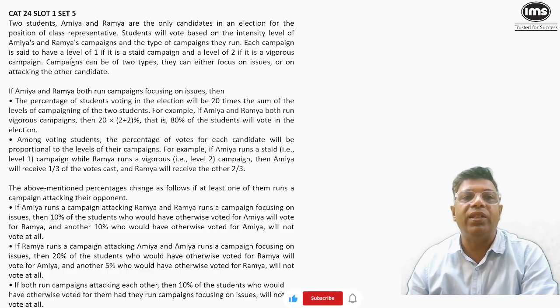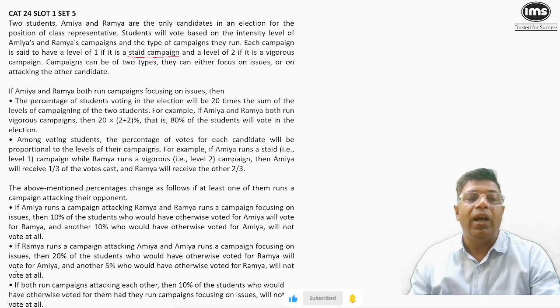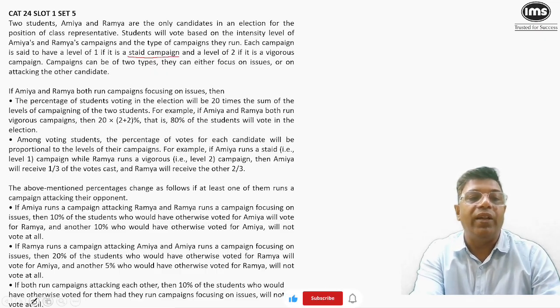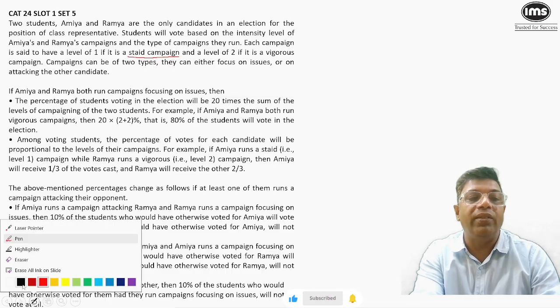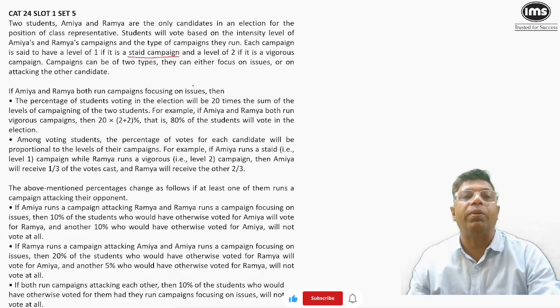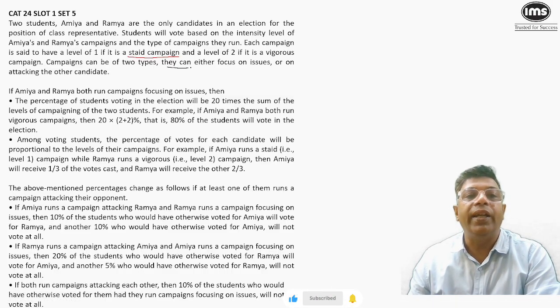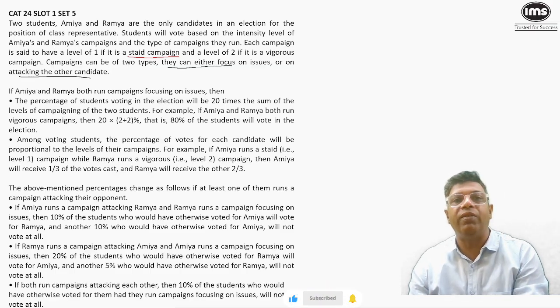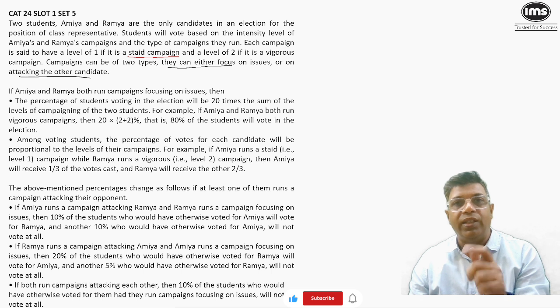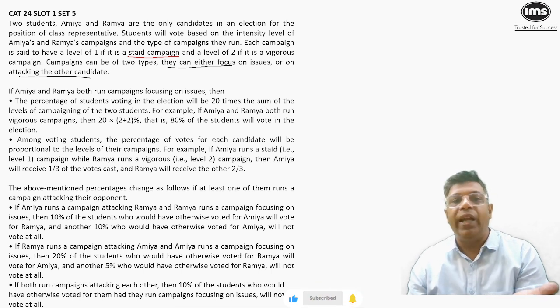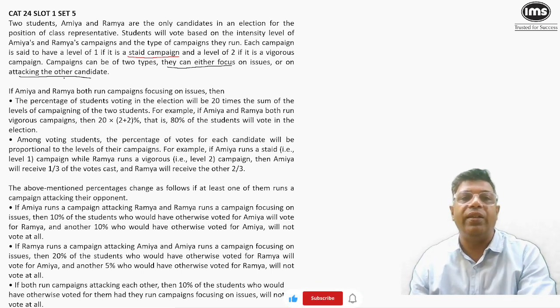Each campaign is said to have a level of 1 if it is a stake campaign. So if it is a stake campaign, this is a level 1 campaign, and if it is a vigorous campaign, then it is called level 2. So these are two types of campaign, and they can either focus on issues or on attacking the candidate. So in the campaign itself, we have two types. Either you focus on issues or you aggressively attack the other candidate.